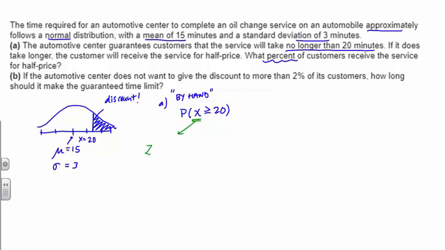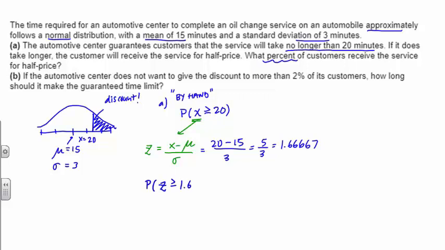So instead of X, let's make Z. Z is X minus the mean divided by the standard deviation. We've done that in chapter 3. So the X value we have is 20, the mean is 15, the standard deviation is 3. We have 20 minus 15 over 3, that's 5/3, or 1.66667. Alright, so now our probability statement has been transformed. What's the probability that Z is greater than or equal to 1.67?